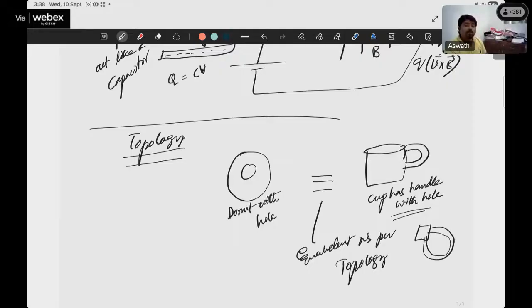So that is quantum topology. The properties of these quantum materials are not going to change even when you deform their structure. The property remains the same. That kind of material is called a topological material. In fact, the topological insulators are of that kind.